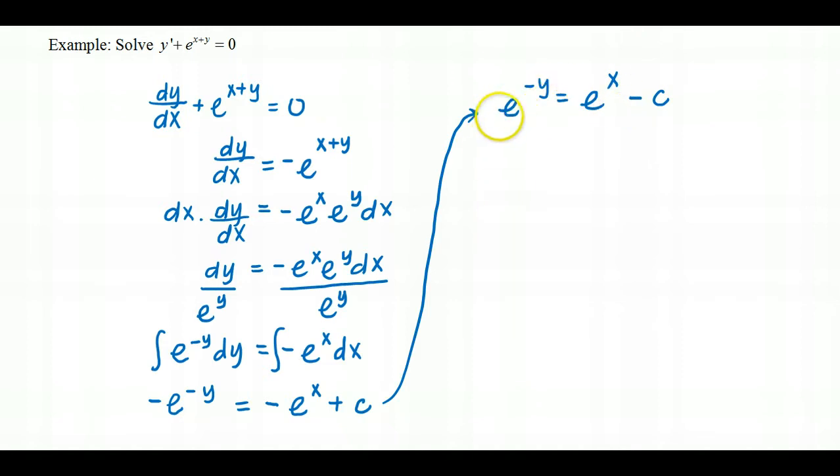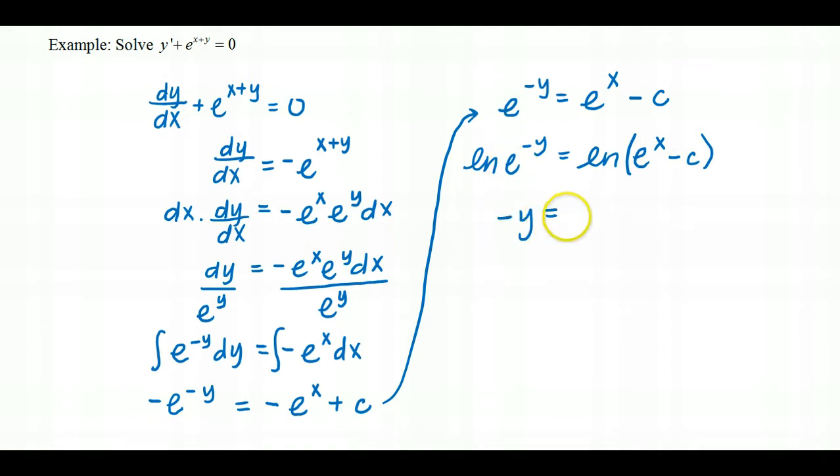Alright, so now I'm going to make sure I can get the y out of the exponent. How I'm going to do that is take the natural log of both sides. So I'm going to use the inverse property again of the relationship between natural log and e. So natural log e to the negative y equals natural log of the quantity e to the x minus c. And now the natural log and e cancel, so I end up with negative y equals natural log of the quantity e to the x minus c.